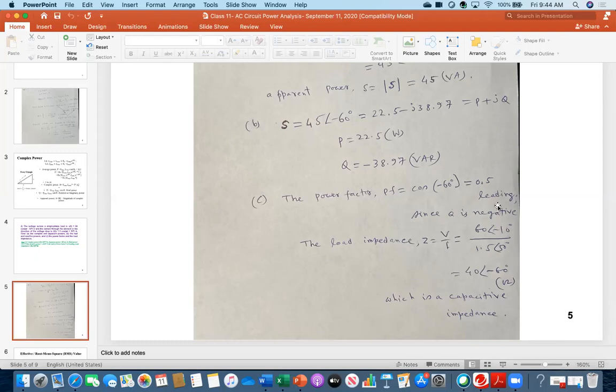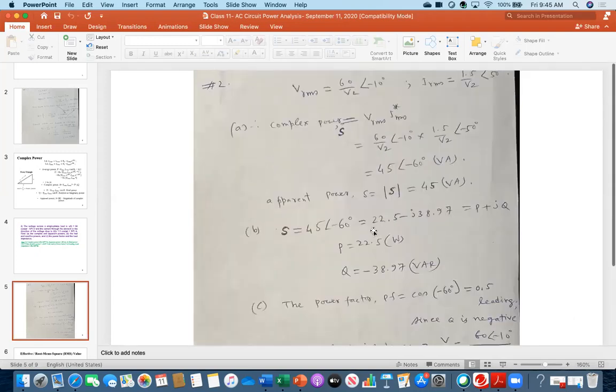Everybody keep in mind, if this is a capacitor, always and always that will be leading. If it is an inductor, always and always that will be lagging. If it is pure resistance, then it is neither lagging nor leading. There is no phase difference, I mean the phase angle is 0. In that case, power factor is 1. In case of pure resistance, power factor is 1. Everybody, could you follow me in this problem?